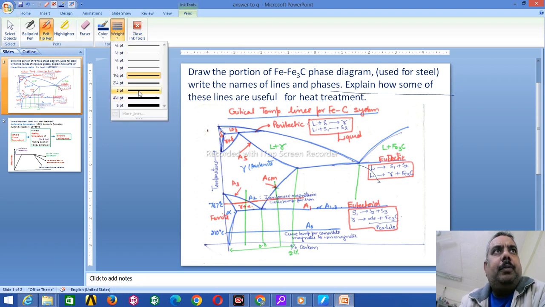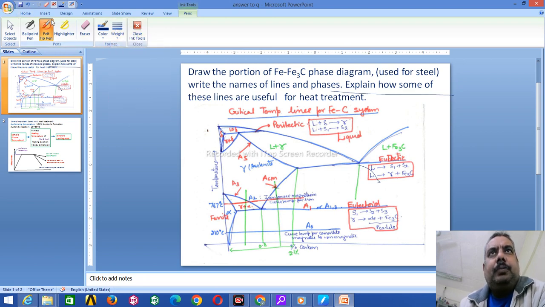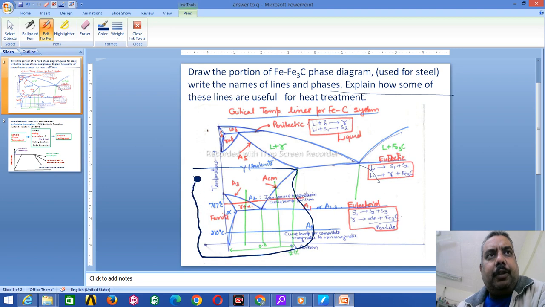So we have to write about this. The portion of the iron carbon diagram which is very relevant for the heat treatment. In this portion what you require is to give this line A3, ACM and then this A1. This part is very important. So the first part, write the names of the lines and the phases. Now you mark the phases which you have found, that is austenite, ferrite, austenite plus ferrite, austenite plus cementite. So these are the phases.